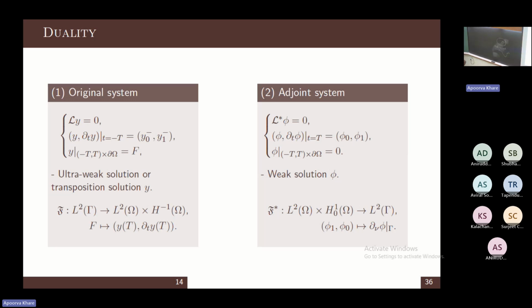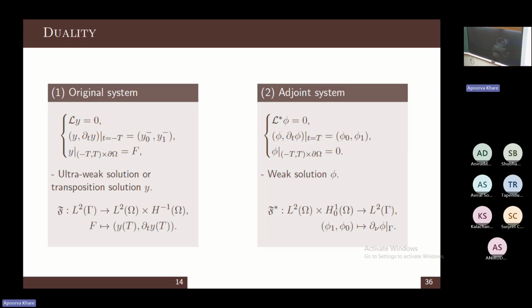And over there, this is just the weak solution. And the script f that we saw in the previous slide was running from this space to this space, and correspondingly f star will run from the dual space to that. And you can find what the adjoint of this script f will be, and it turns out to be this Neumann operator acting on the Neumann data of phi.